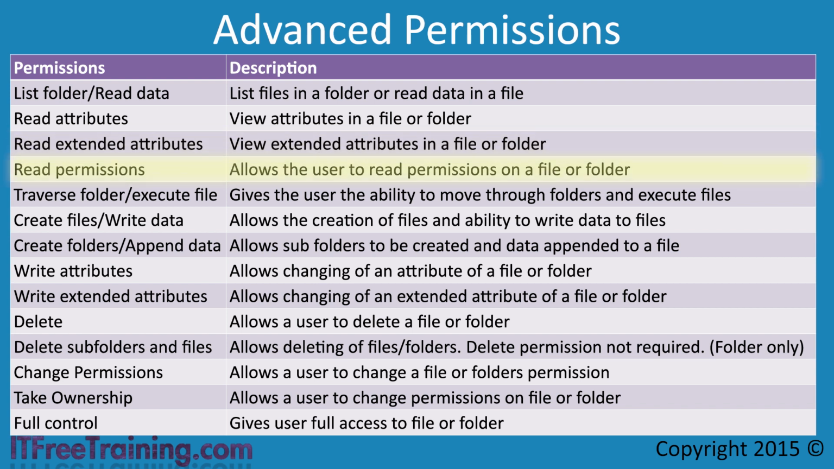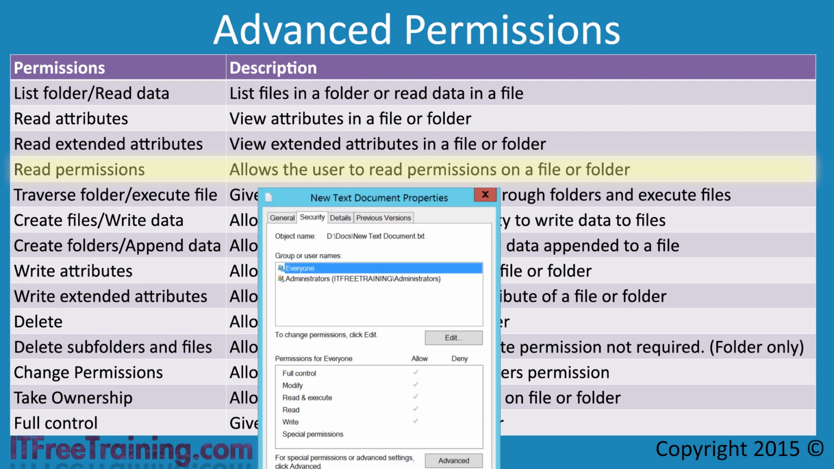The next permission, Read Permissions, allows the user to read the permissions of a file or folder. If you open the properties of a file, this is essentially the Security tab. This permission essentially allows a user to read what permissions are assigned to a file or folder, but they are not able to make changes.